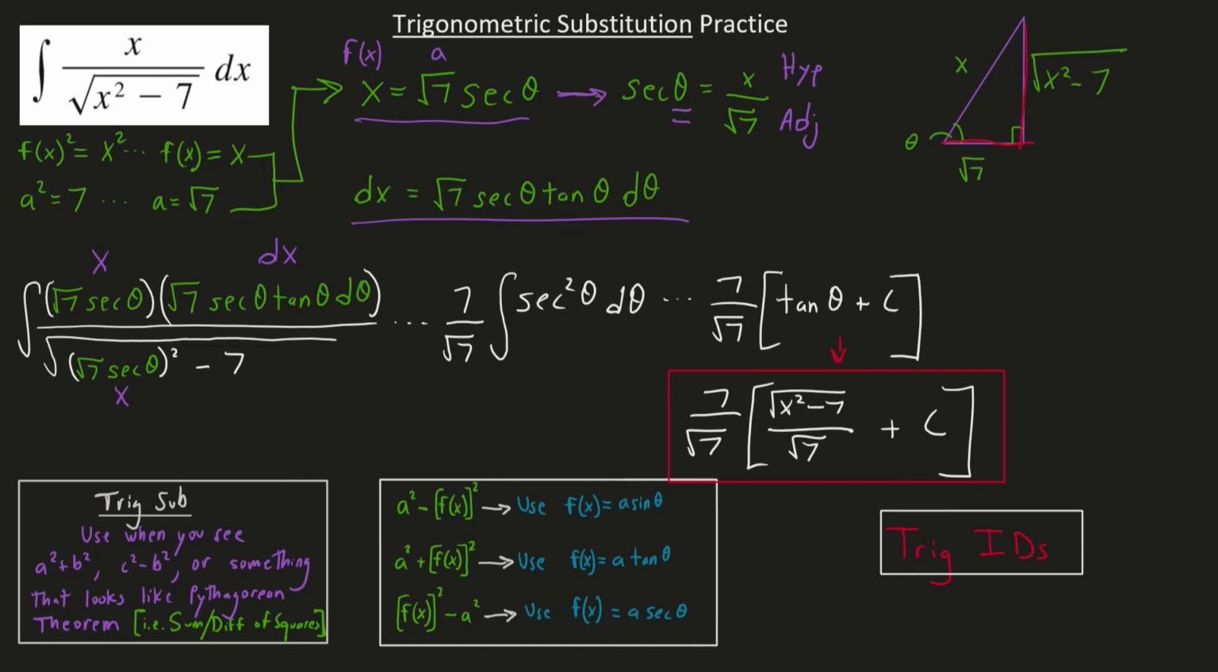So this problem wasn't too bad. It was a little bit weird with that 7. 7 is not like a perfect square, not like 49 or 64. So just because you don't see a perfect square here doesn't mean you can't use the Trig Sub technique. So hopefully this video got you some good practice in solving these Trig Sub problems.